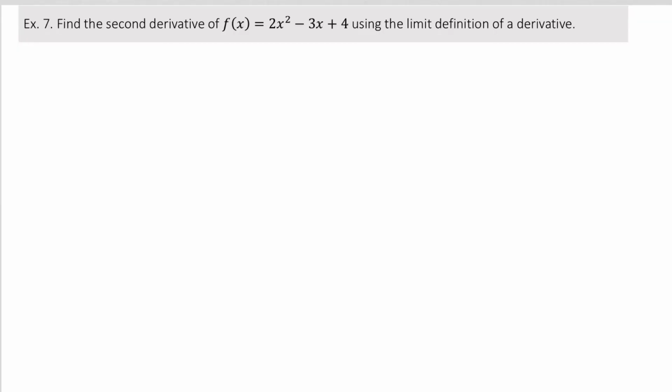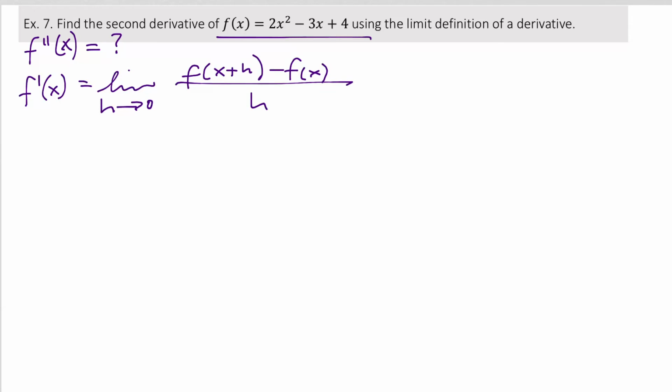So in example 7, we're going to find the second derivative. So we're going to find f double prime of x of this function f of x is this, using the limit definition of a derivative. So first we're going to find f prime of x. So we're going to eventually find f double prime. But first we're going to find f prime of x using the limit definition. So let's write that down. So here's the limit definition.